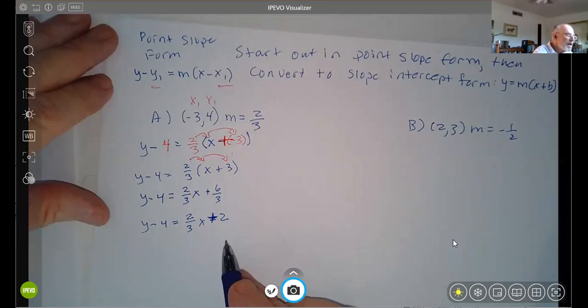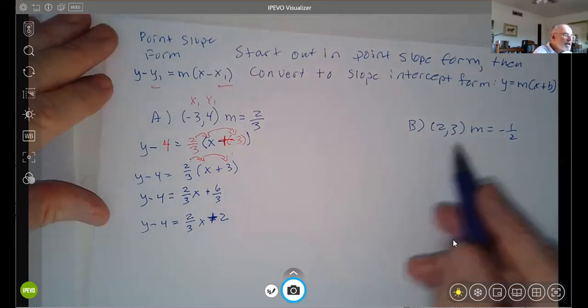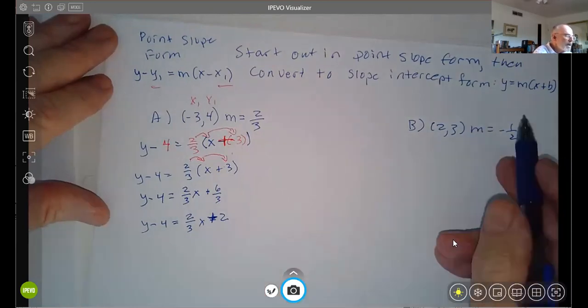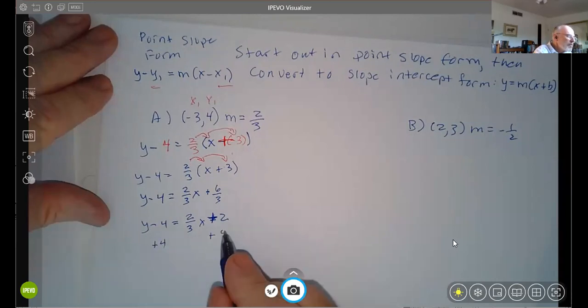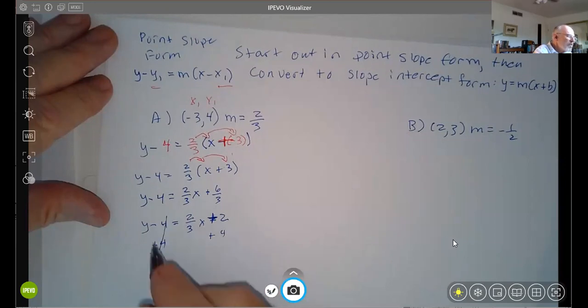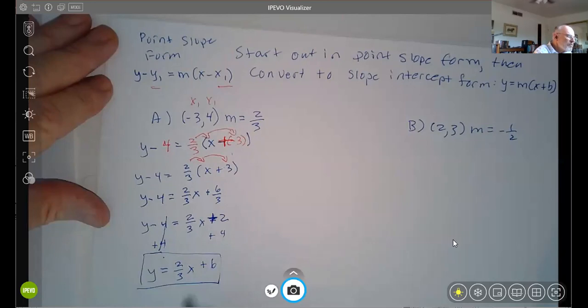Now this is still not where we want it. We want to get it into slope-intercept form. So we're going to have to simplify by adding 4 to both sides. Because we've subtracted it over here, we have to add it. It eliminates it, so y is going to equal 2/3 x, and then 2 plus 4 is 6. And now it's in slope-intercept form.